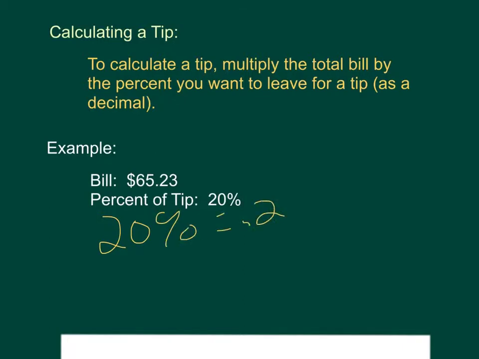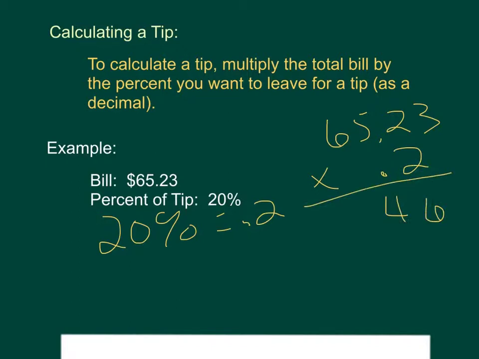Then you're going to take your $65.23 and multiply it by 2/10. 2 times 3 is 6, 2 times 2 is 4, 2 times 5 is 10, carry the 1, 2 times 6 is 12, plus 1 is 13. We notice there's 3 numbers total after the decimal, so there should be 3 numbers total in our product, and we get that our tip is approximately $13.